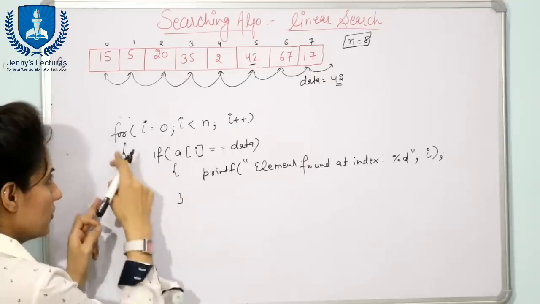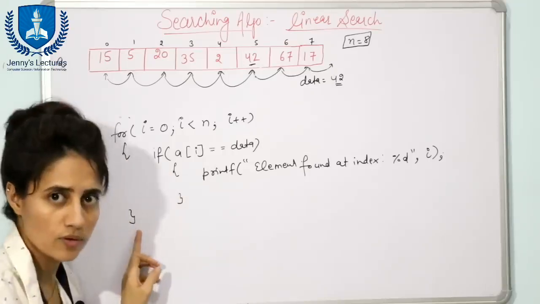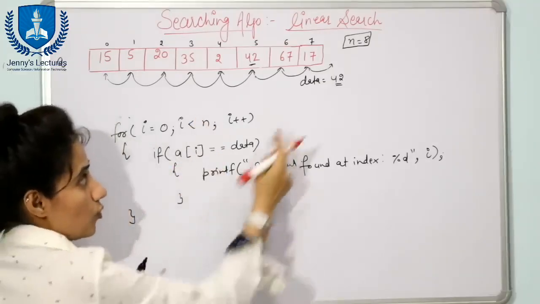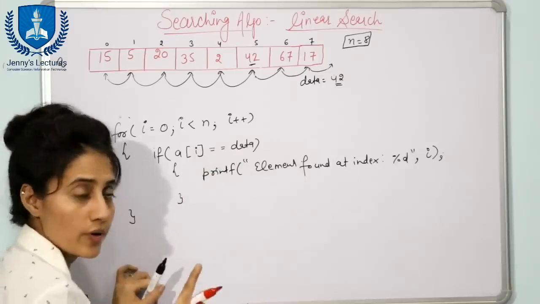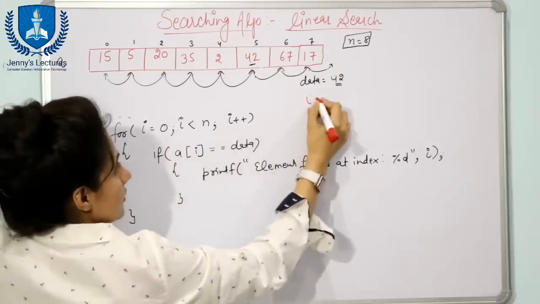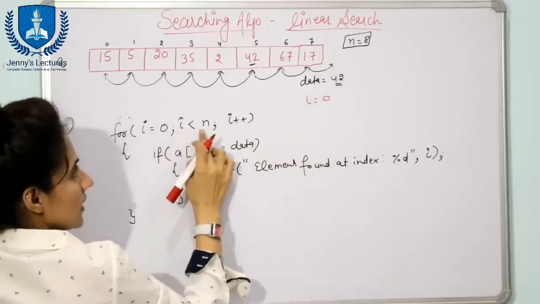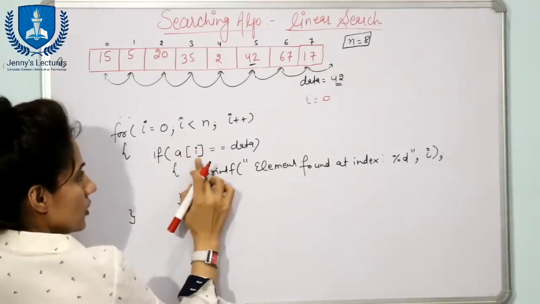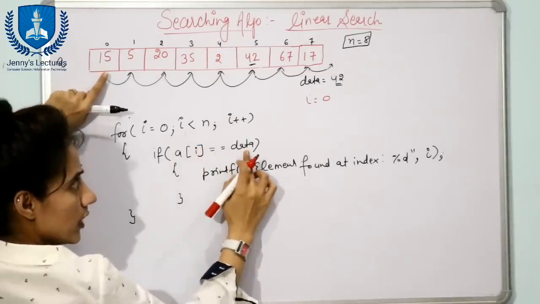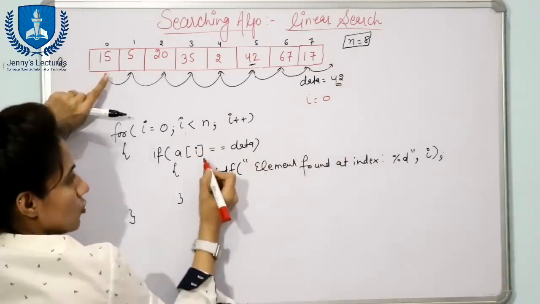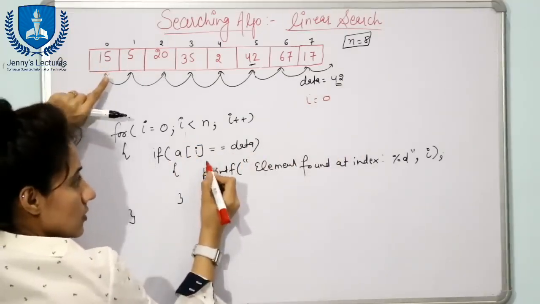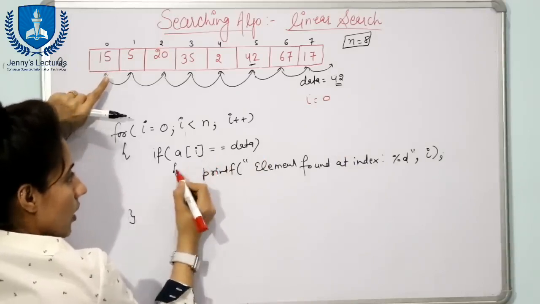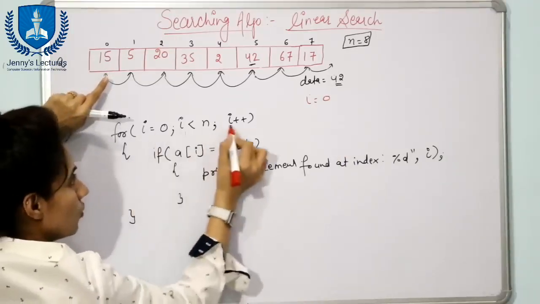Now suppose we are going to write this thing only. This is the closing of this if, this is the closing of this for. Now see, let us trace out this code for this 42. Fine. So at starting, I value is 0. I is less than 8, yes. We will enter into this loop. If A of 0 is 15, 15 is equal to data 42, no. So control will not go within this if statement. Now after if, the control will go to I plus plus.